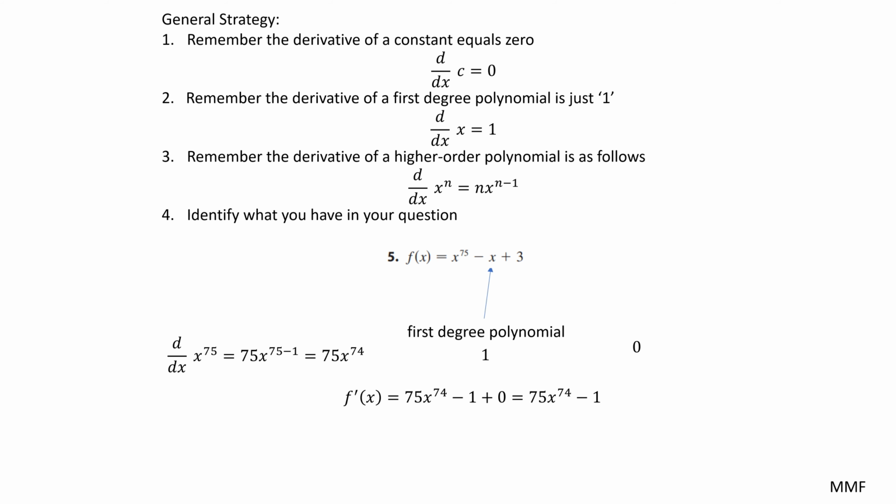So, first, of course, we need to identify what we have in our question. So we have a first degree polynomial. We'll do that one first because it's simple. It's just 1.